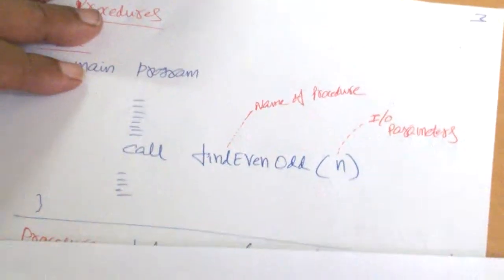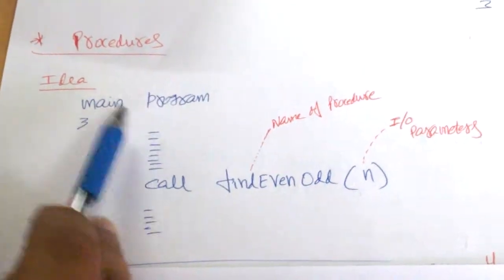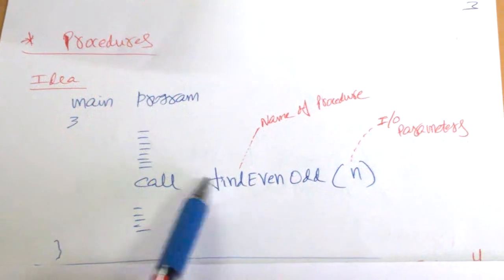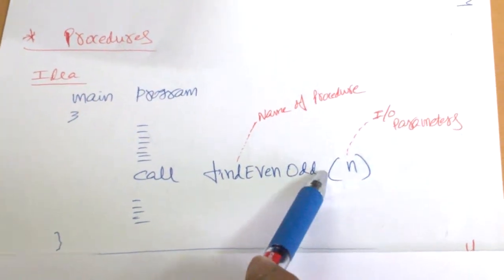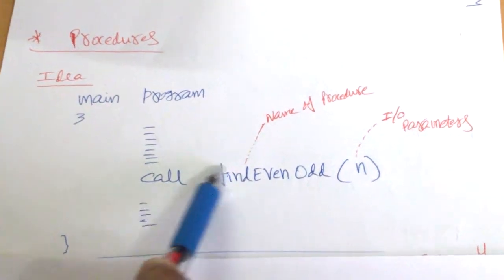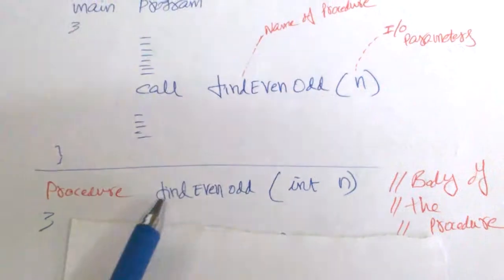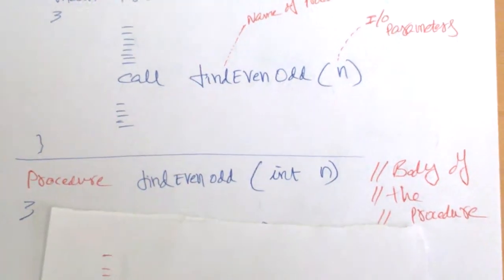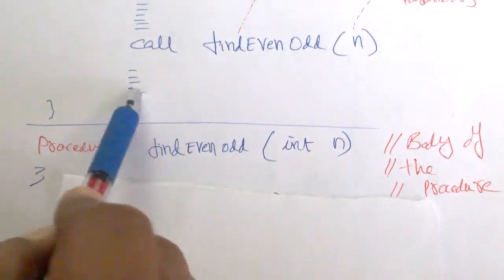When we look at a procedure, the idea is that we have a main program. While executing the main program, we call a function or procedure. We are passing input parameters here. When executing, it will go to that function. It will take a detour. It will go to the function, and this is the body of the function. It will evaluate all these lines and then go back and continue the execution.